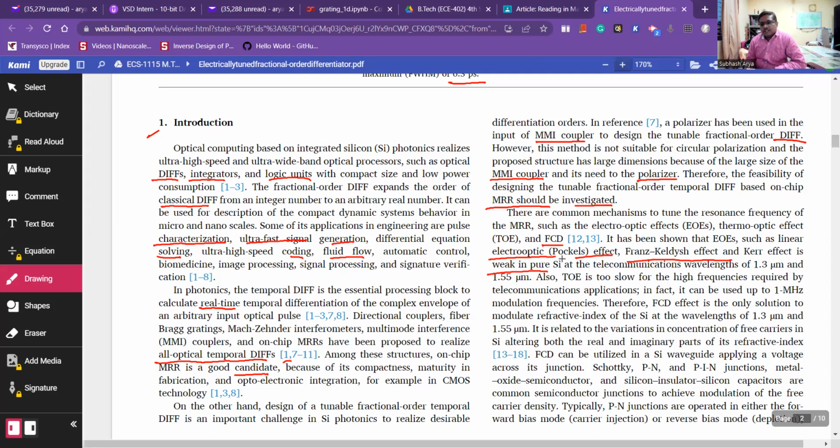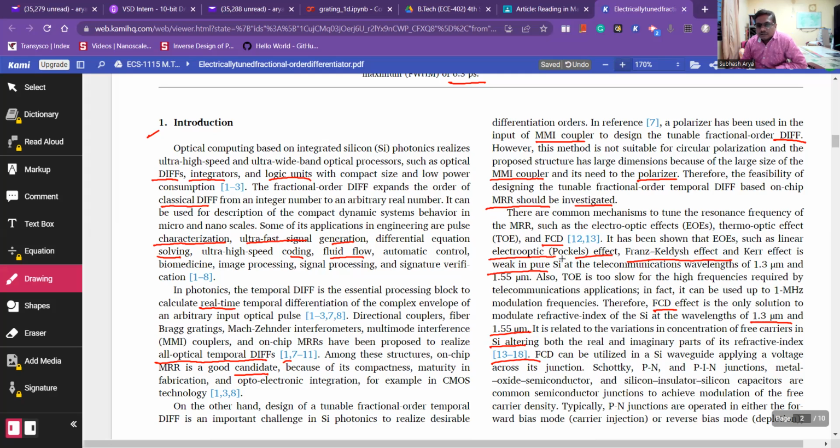Therefore, the FCD effect is the only solution to modulate the refractive index of silicon at the wavelength of 1.3 and 1.55 micrometer. It is related to the variation in the concentration of free carriers in silicon, altering both the real and imaginary part of the refractive index.